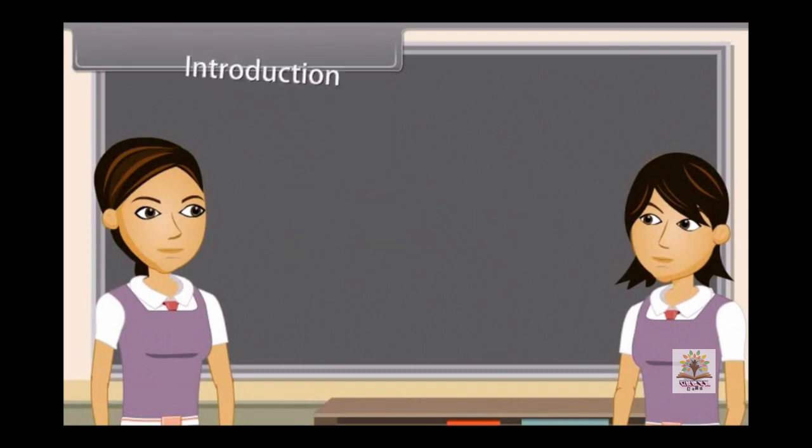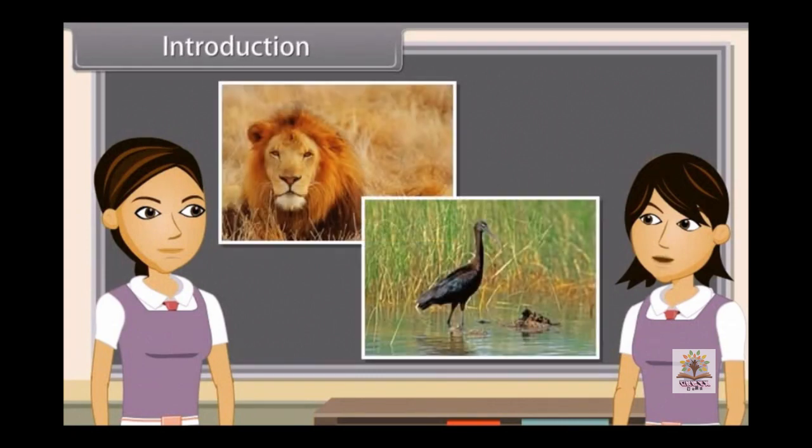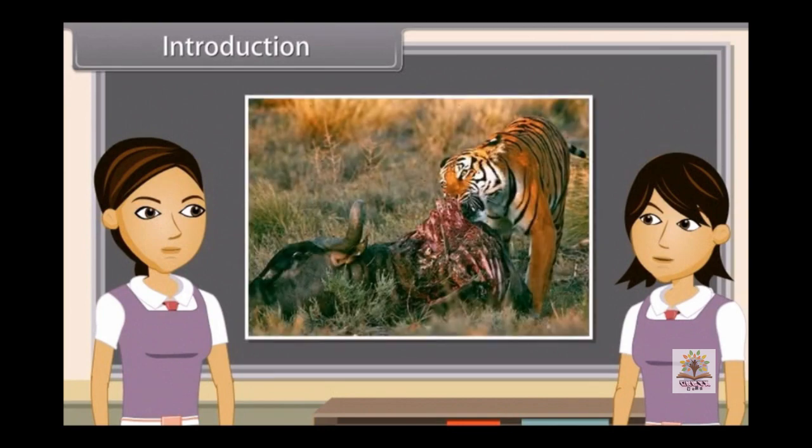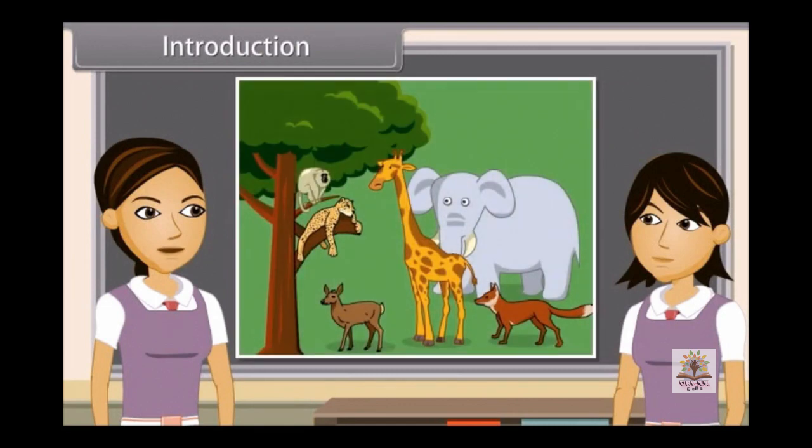Introduction. We know that animals are heterotrophic and hence they depend on other organisms for their food. Yes, animals need an external source of food. So we can also say that they depend upon ready-made food, and this may come either from plants or from other animals. There is a wide variety of animals on the basis of their type of food.